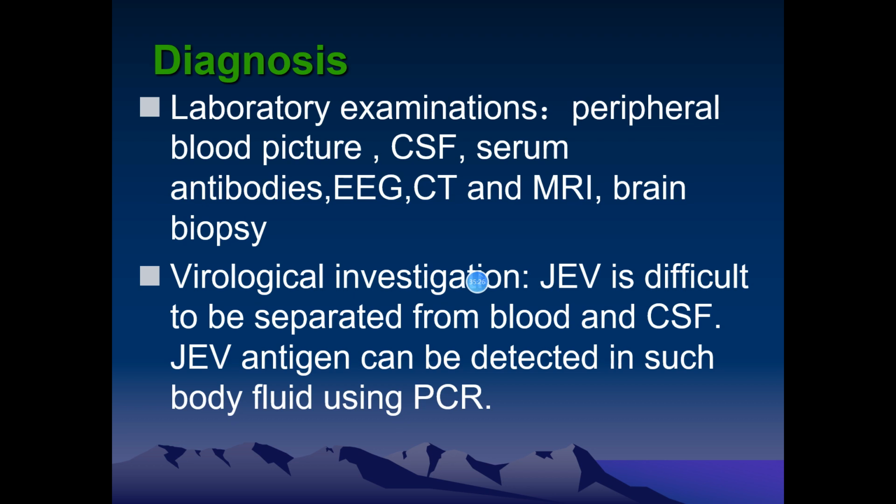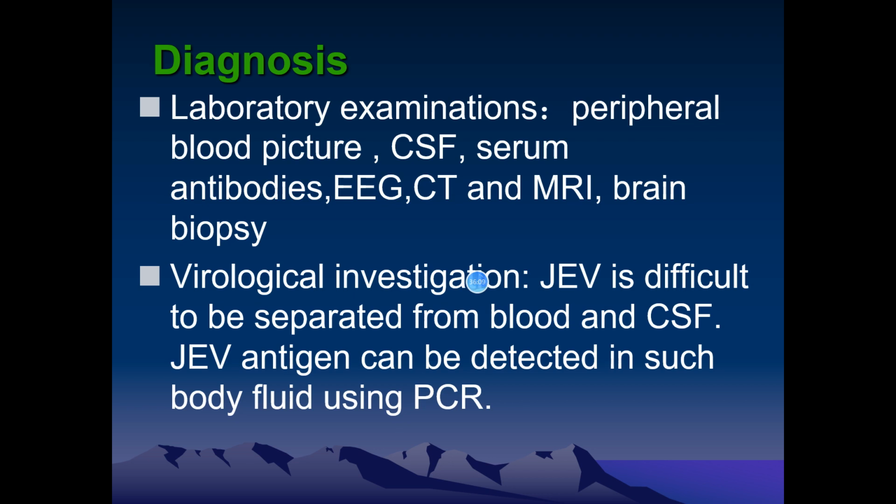What's more, neutrophils in early CSF can be predominant, but pleocytosis is typical and CSF protein is moderately elevated in about 15% of cases. And the fourth is EEG. Abnormalities are common in children.